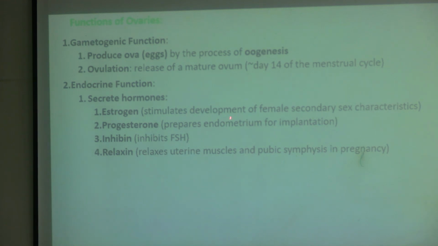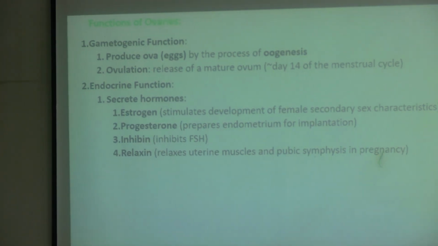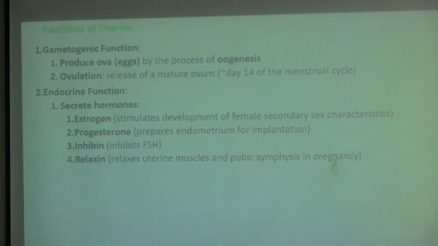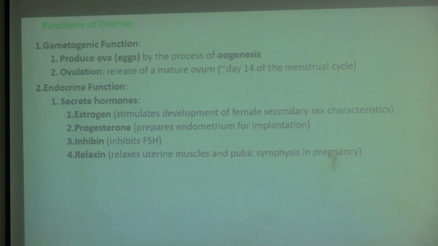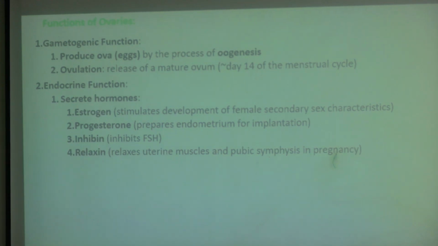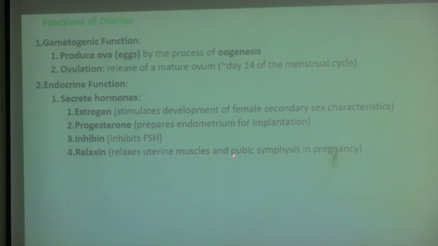The estrogen hormone stimulates the development of female secondary sexual characteristics. Progesterone prepares the endometrium for implantation, which is very essential during the development of a baby, the embryo. Inhibin inhibits the FSH hormone, and relaxin is very important in a particular period of pregnancy. It relaxes uterine muscles and the pubic symphysis in pregnancy, which ultimately helps the release of the baby through the vaginal canal during parturition.